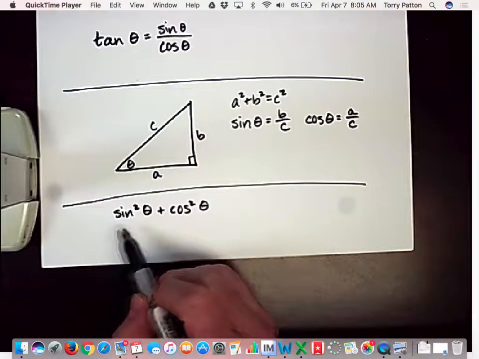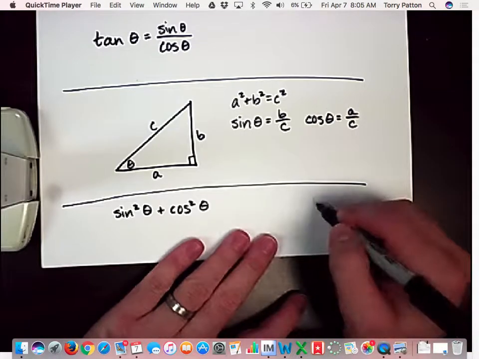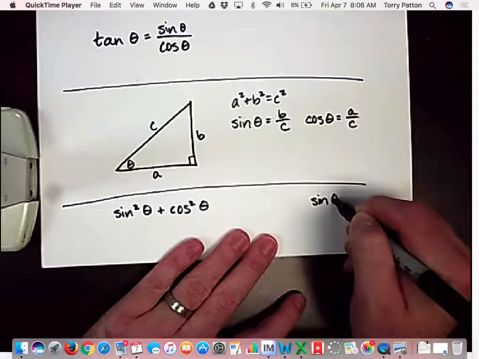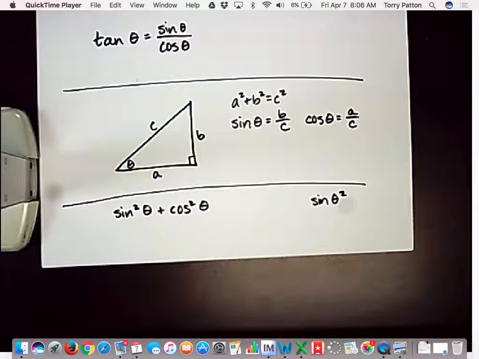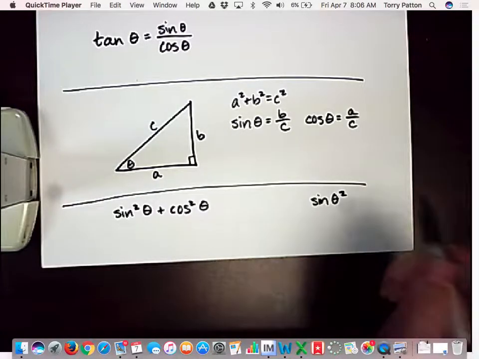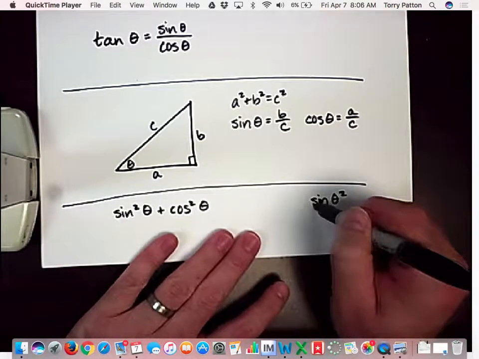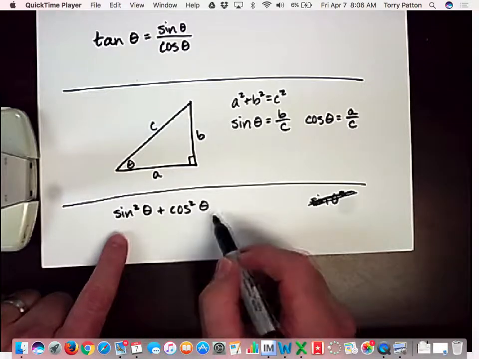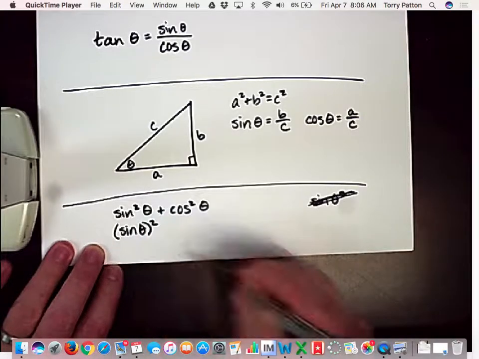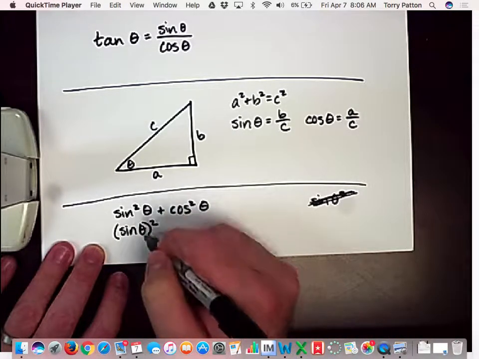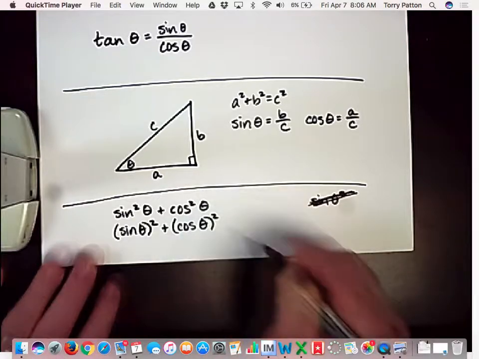Now, when you see sine squared theta, there's a reason they write it this way and not this way. Okay? This means you take sine of theta and you square it. This means you square theta and then take the sine of it. Right? So, what I usually do is when you see it written this way, you can rewrite it as this. Okay? Those mean the exact same thing. So then this, right?